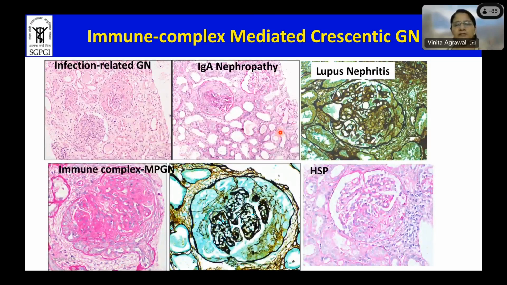Okay, so this is just to show you that many of these conditions which I was showing you can present with crescentic glomerulonephritis. This is an infection related one which has crescents, IgA with crescents, lupus can have crescents. Of course, the MPGN that I just showed you and Henoch-Schönlein purpura generally present with a lot of crescents. Okay, so all of these immune complex mediated GNs can be crescentic. Of course, the immunofluorescence and the other features will help you reach a definite diagnosis.